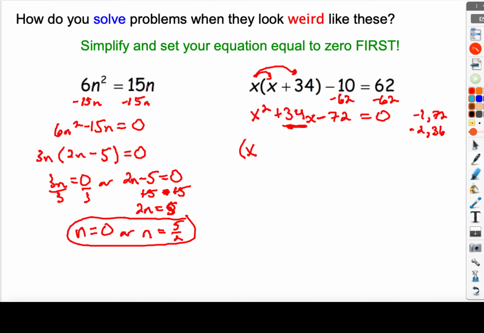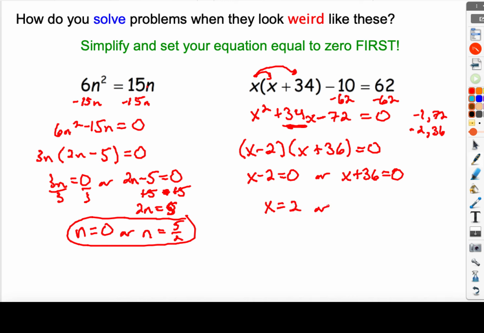So I can say x minus 2, x plus 36 equals 0, which means either x minus 2 equals 0 or x plus 36 equals 0, right? One of those two factors has to equal 0. Let's add 2 to both sides. And in the second equation, let's subtract 36 from both sides, and you'll find that you get your two answers. And if you don't trust your answers, again, you could always plug them back in and check your answer. It's not a bad idea to begin with, but you could plug those in very quickly and make sure that you get 62 from both of those answers.